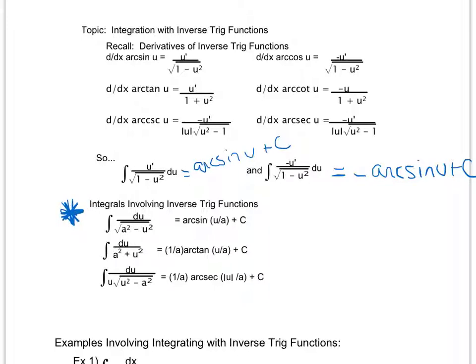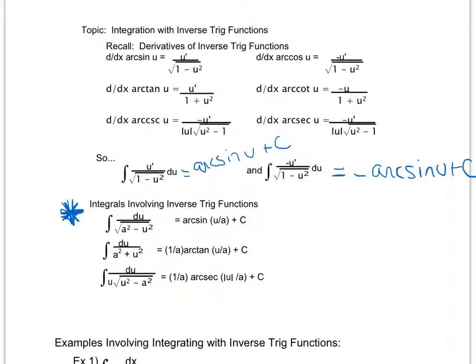So we have the derivative of, and notice that up here I always used a 1. Well, what happens if I have a number other than 1? What happens if I have du over the square root of a squared minus u squared? Well, that's going to anti-differentiate to be arc sine of u over a plus c.